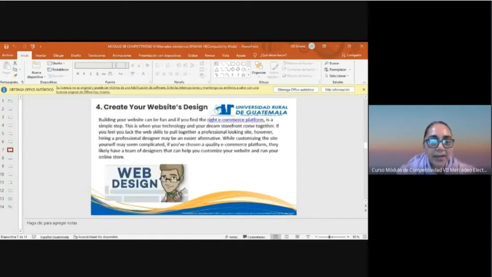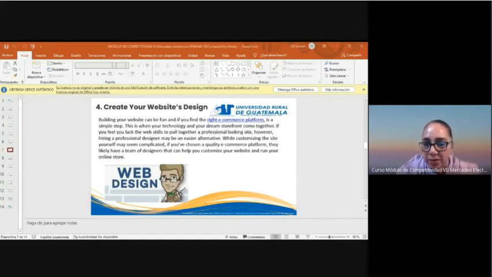Okay, in here we have the fourth step, that is create your website design. Remember that we have talked about this part, that you need a lot of imagination, you need to be really creative to build your website. There are a lot of web platforms that we can use to build a beautiful website and a beautiful application. We have all these e-commerce platforms that give you the opportunity to build it step by step, like we can learn. This is when your technology and your dream storefront come together.